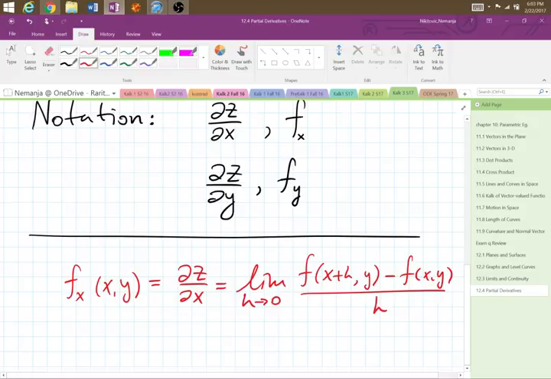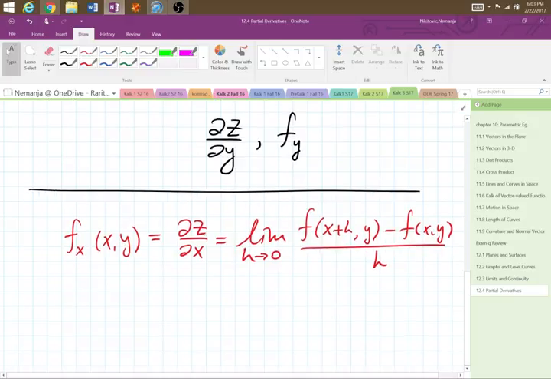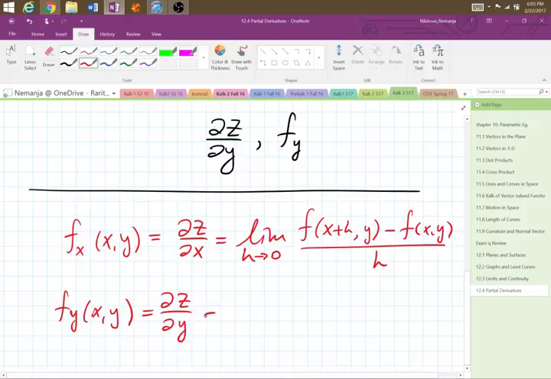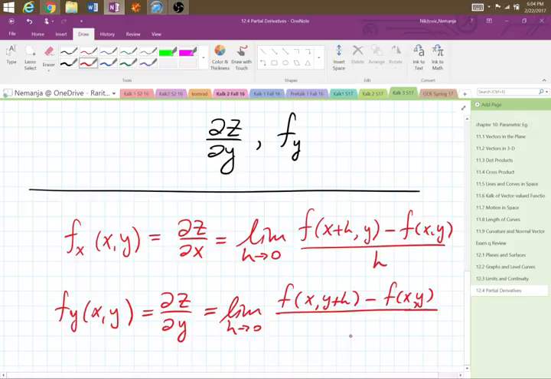absolutely no difference from what you learned in Calc 1, because partial derivative is literally just a 2D cut in a 3D object, and we are applying what we know from Calc 1. Partial derivative with respect to y is partial z, partial y, is the limit as h goes to 0 of f of x comma y plus h minus f of x y, over h.